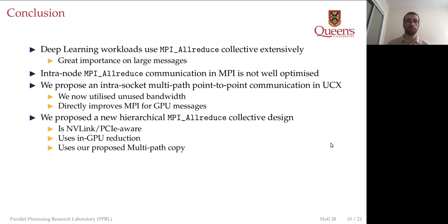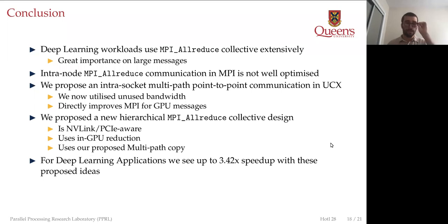And then finally, we proposed a new hierarchical MPI Allreduce collective design. And this design is NVLink and PCIe aware. It now uses a GPU reduction, and it uses our multipath copy design. For deep learning applications, we see up to 3.42 times speed up with these proposed ideas.